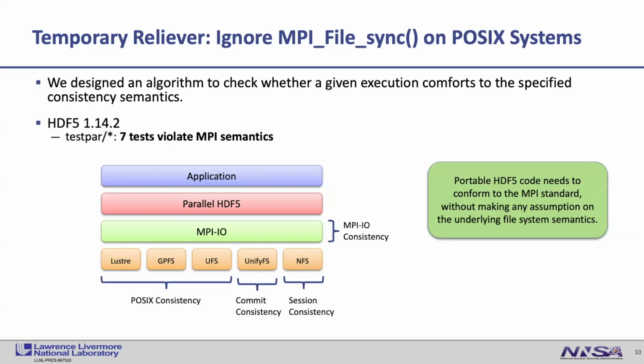We actually designed an algorithm to check whether code is correct according to the MPI standard or whatever standard. We found that within the latest HDF5 source code, under the parallel tests, there are 7 tests not correct according to the MPI standard. I think you're doing that on purpose to boost performance, but those tests fail on non-POSIX file systems.